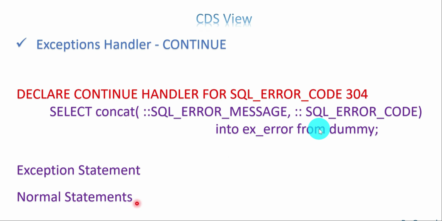So it depends on your business need. Sometimes you have to run your program even after an exception happens. For example, I have 1,000 records and some exception is happening because of invalid data. I don't want to stop processing the rest of the records. If that is the scenario, you have to use a continue handler. The syntax is the same; instead of exit, I'm going to use continue over here.